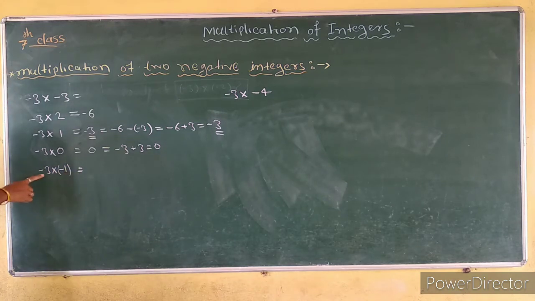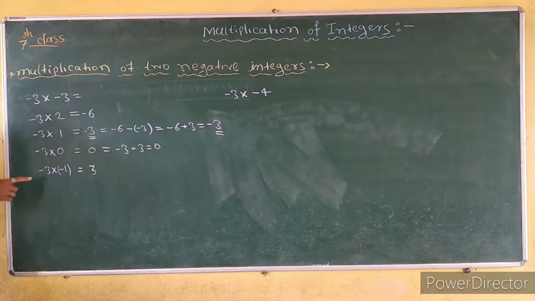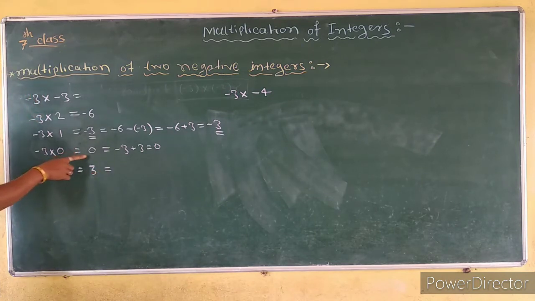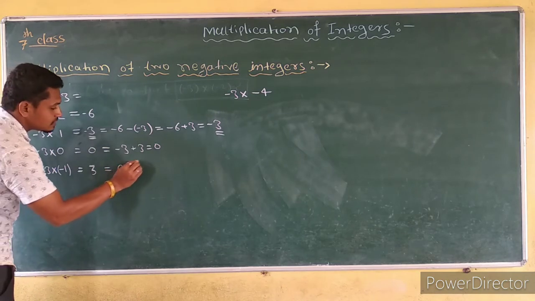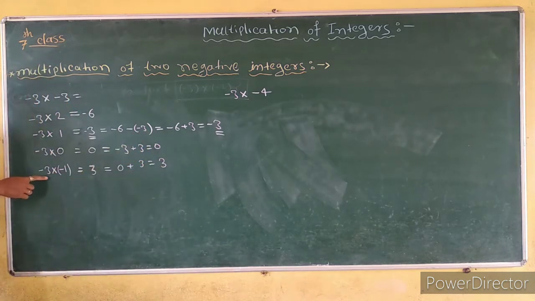Here 3 into 1, 3 ones are 3. So here 3 is also a minus integer and 1 is also a minus integer. So a negative integer. Is it right? So is equal to 0 plus 3. 0 plus 3 is equal to 3. So the product of minus 3 into minus 1 is plus 3.